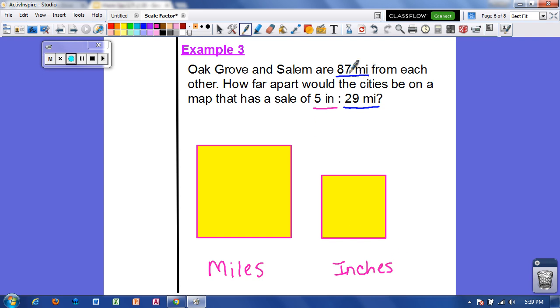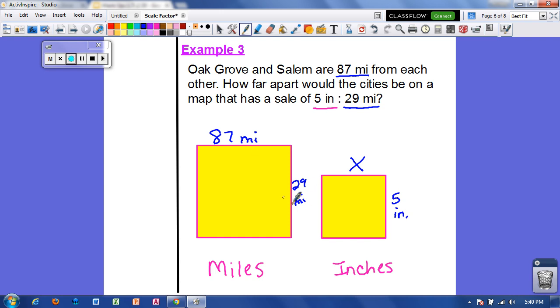So it says that Oak Grove and Salem are 87 miles from each other. So I am going to use this to represent 87 miles. And then on a scale, it would be 5 inches to 29 miles. I know my 29 miles would be right here. And then 5 inches corresponds with that. So over here on our inches figure, I'm going to put the 5 right here. That is corresponding with this 29. So I have these 2 right sides. I have the top of this figure, but I do not have the top of this one. So I am going to use an x to represent that.